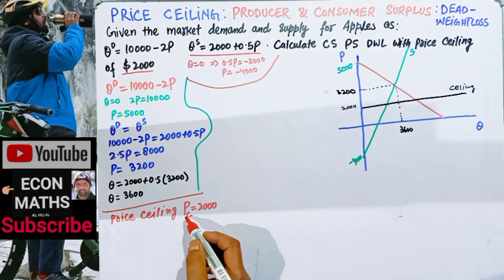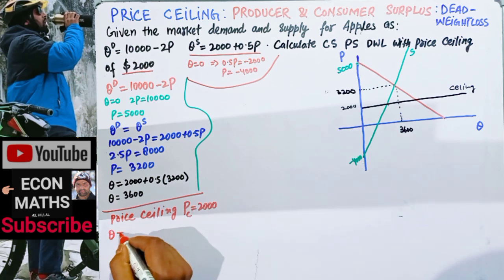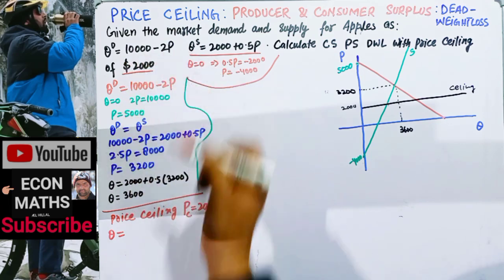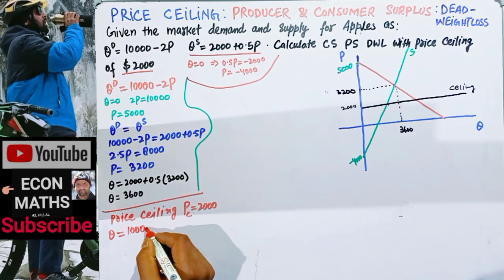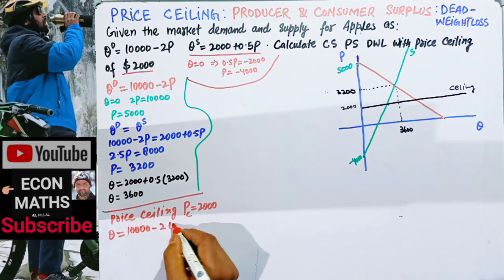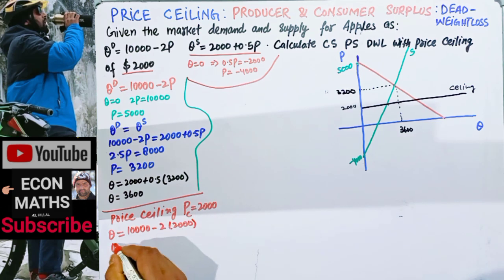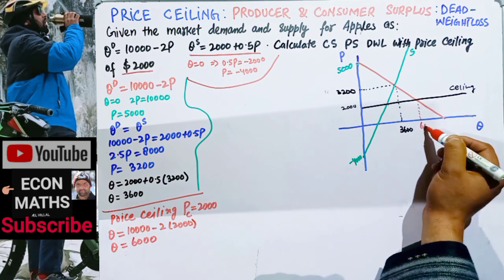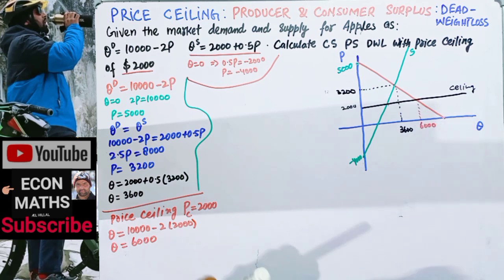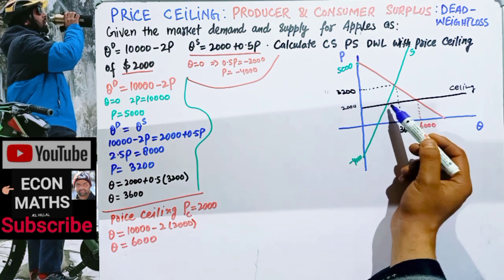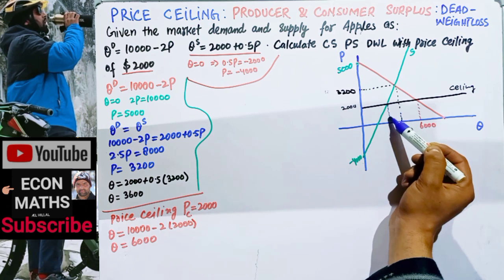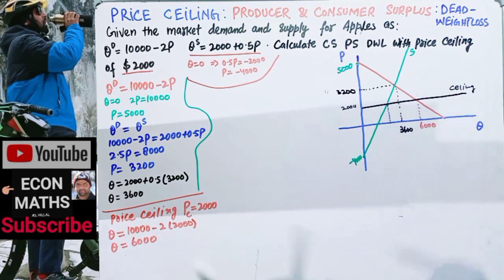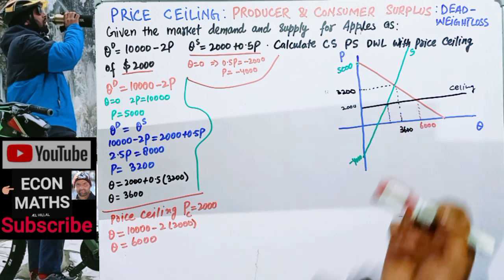Okay, so when price is 2000, quantity demanded will be equal to, plug the value here in the demand function. We have 10,000 minus 2 times the price ceiling, 2000, so quantity demanded will be equal to 10,000 minus 4,000, which comes out to be 6,000. So here we have 6,000. And corresponding to this price ceiling of 2000, we also calculate the quantity supplied. Since our green line denotes the quantity supplied, we also find the quantity supplied with the price ceiling of 2000.